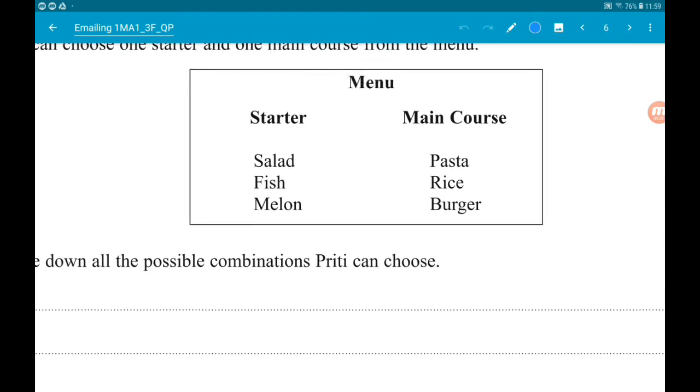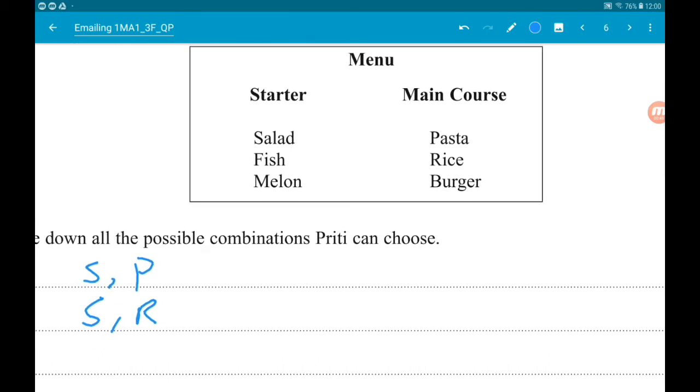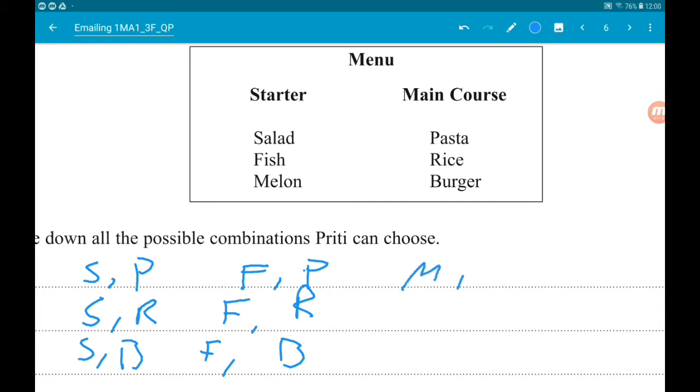So, she can have salad and pasta. She can have salad and rice. She can have salad and a burger. She could have fish and pasta, fish and rice, and fish and a burger. Or she could have melon and pasta, melon and rice, or melon and a burger.